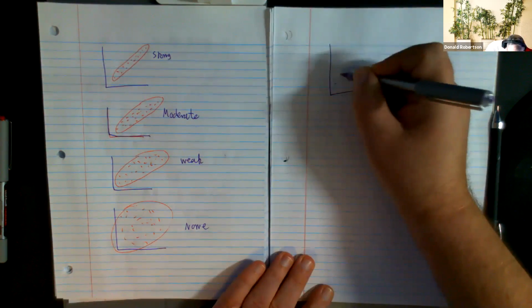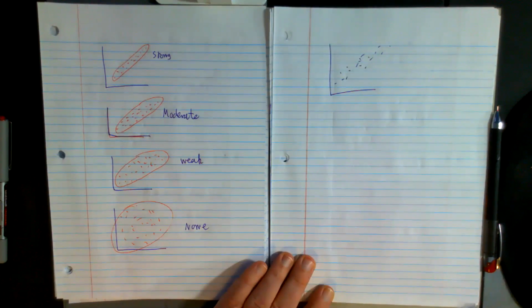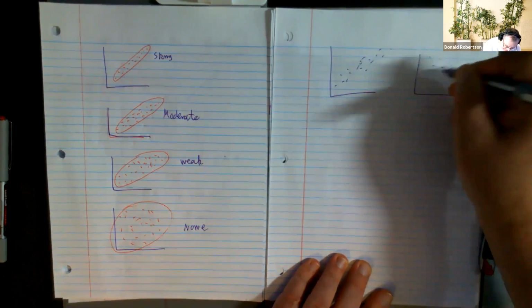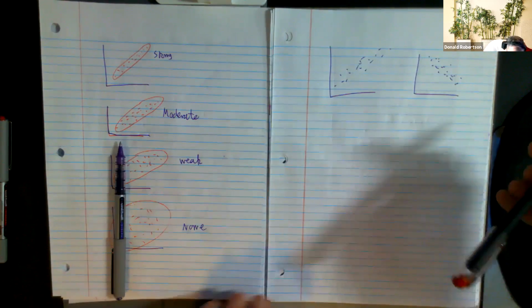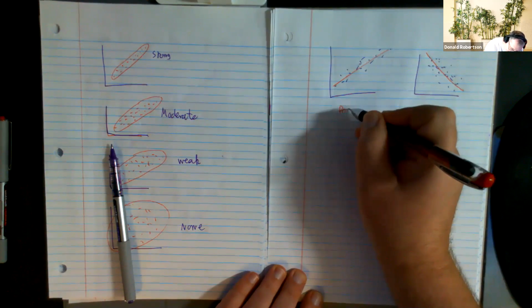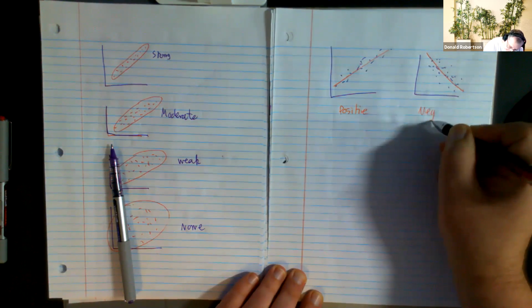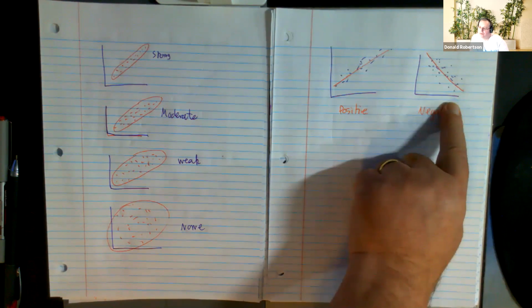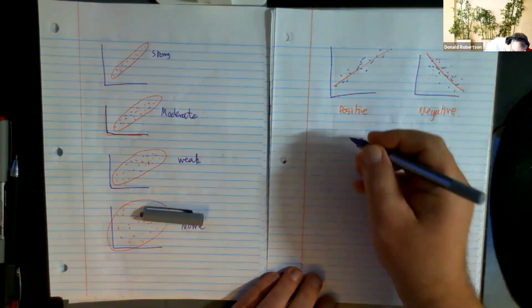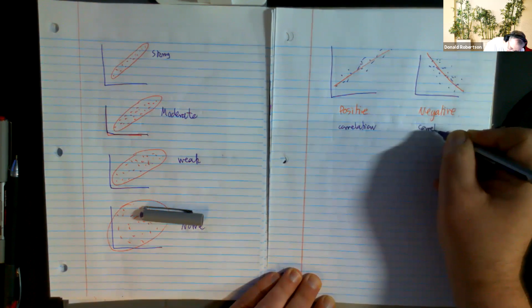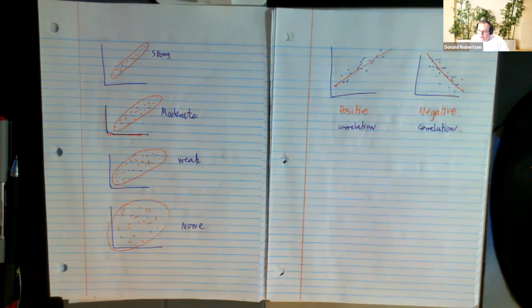So can you imagine data that look like that? And can you imagine some data that look like that? This is positive, and this is negative. The way I think about that is, can you imagine the slope of the line? Won't that be a positive slope, and won't this be a negative slope? We very often say positive correlation and negative correlation. Are we so far so good?